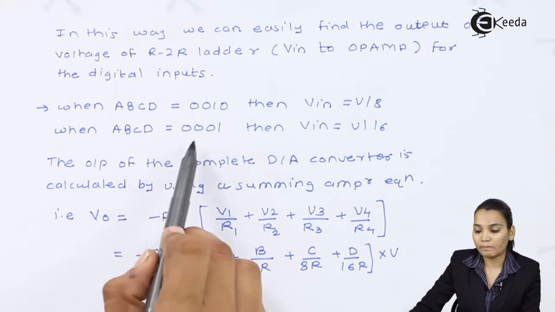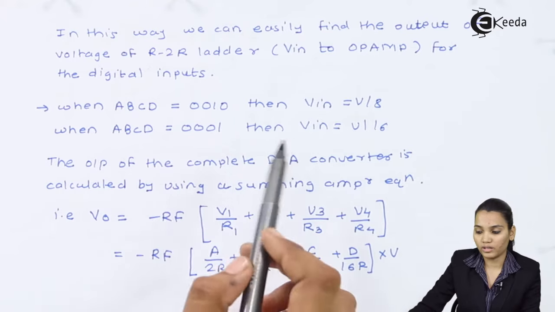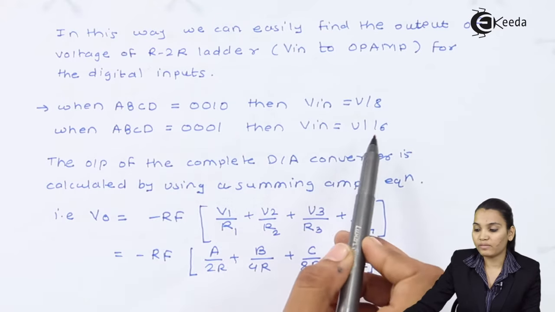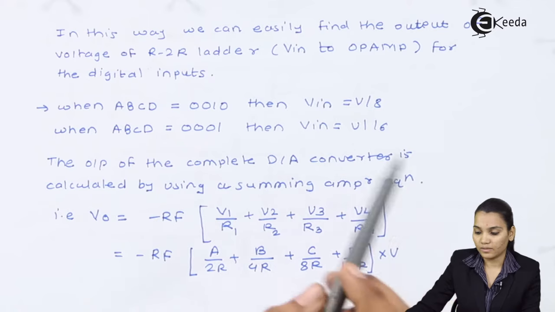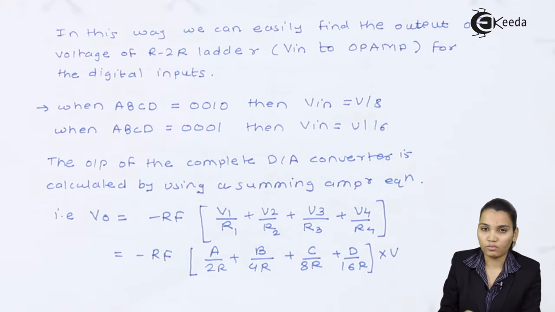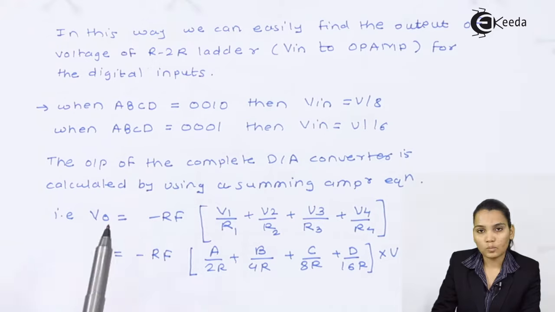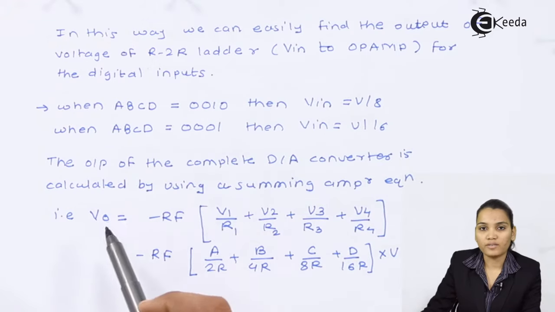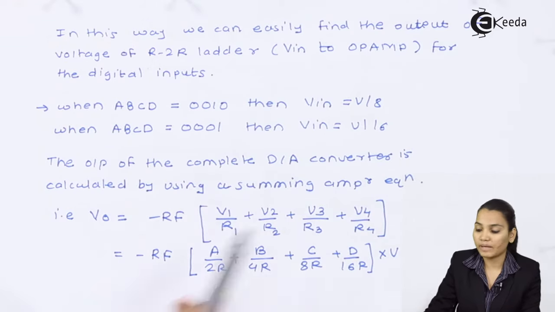Now suppose when ABCD is equal to 0001, then the value of Vin will be V1 by 16. So this is how we can simplify the circuit by using the previous formula. What we have to do is simplify the circuit, and after that apply the voltage divider formula. Now suppose the output of the complete D2A converter is calculated by using the summing amplifier equation.